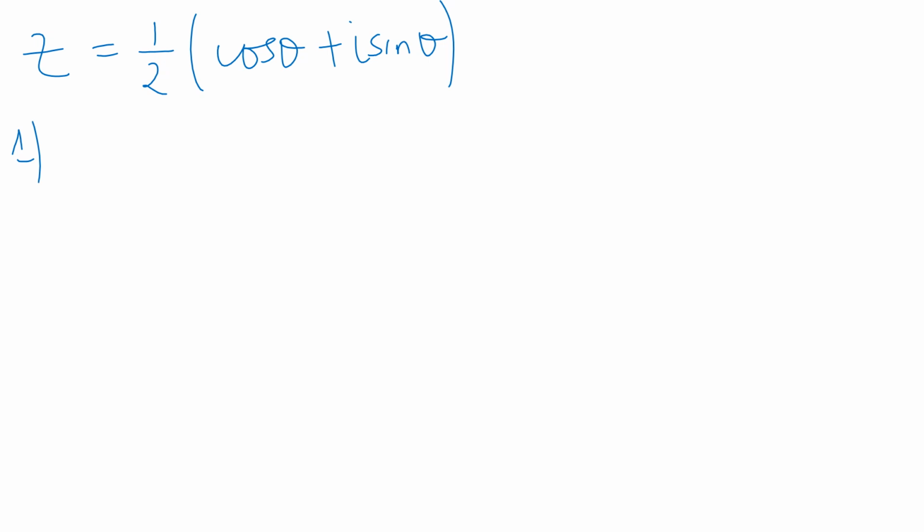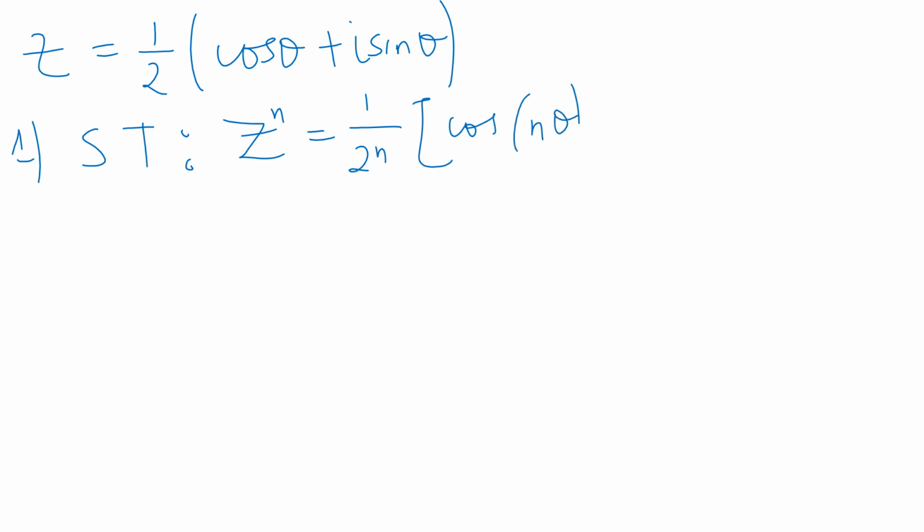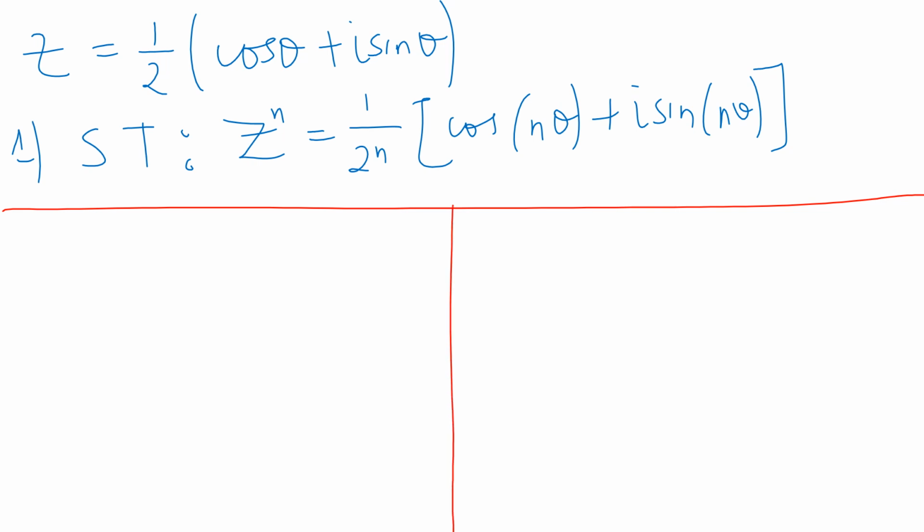So we have a complex number z is equal to half times cos theta plus i sin theta. The first question is asking us to prove that z to the n is equal to 1 over 2 to the n times the cosine of n theta plus i, the sine of n theta. Voila, I like this type of thing. Okay, so let us prove straight away, very fast. Follow me.